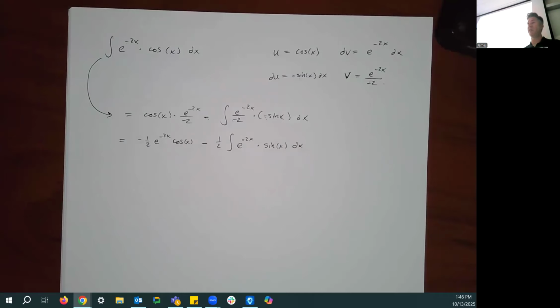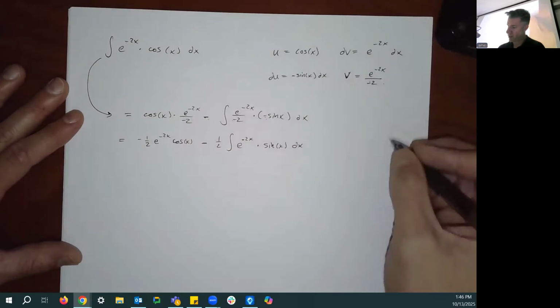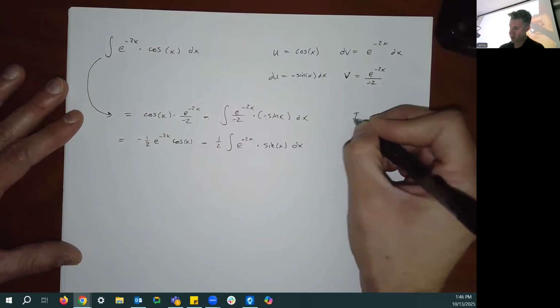The only real difference is we're using sine instead of cosine. And really, as far as we're concerned for the integration process, sine and cosine are practically the same function. They're really just each other shifted by pi over 2. So for all intents and purposes, sine and cosine are the same when it comes to integration by parts. So we're going to do integration by parts again. So one more time.